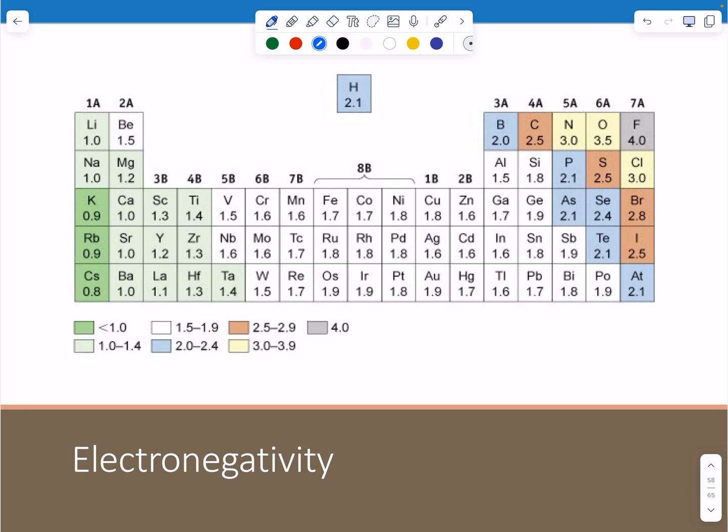And so these are what the numbers look like. I don't know who chose to have the top of the scale be 4, but that's what we've got. The most electronegative is fluorine, and it has an electronegativity value of 4. Everything else has lower electronegativity values. So let's talk about, again, remember that electronegativity is affinity for bonding electrons.